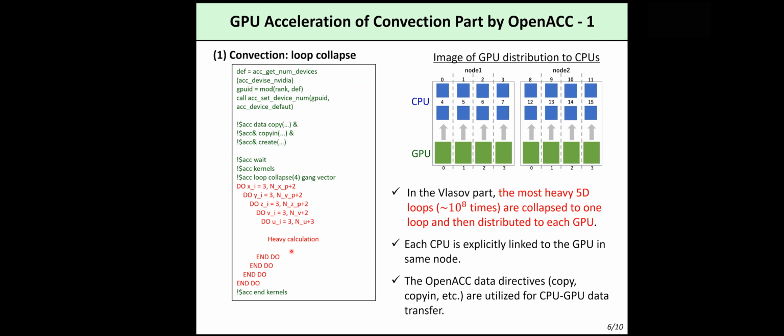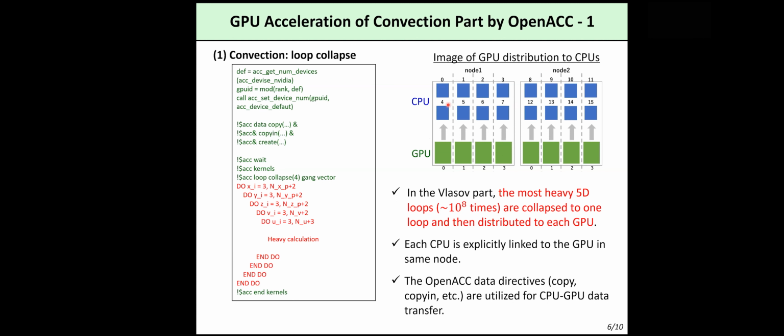The heaviest part in GKNET is the 5D loops to time integrate the distribution function in 5D phase space, shown in the red characters. We combined these 5 loops into one by using the ACC loop collapse, and then distributed the heavy calculations to each GPU. In this study, for using multiple GPUs in one node, for example, Marconi 100 has 4 GPUs on each node.